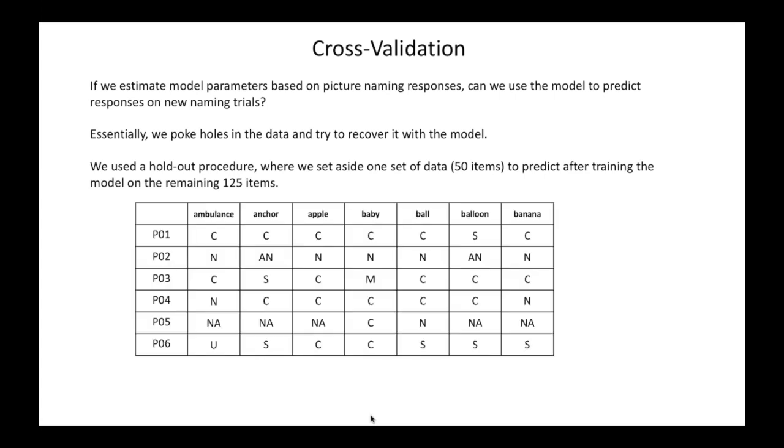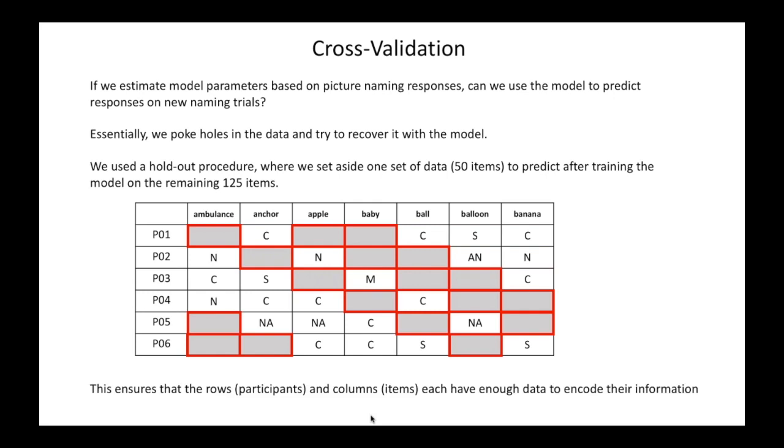And rather than randomly removing, let's say, 50 random items and just removing the whole items, we have a sliding cipher here. We pick the 50 random items for participant one, and then we slide over and knock out those items, plus one, from participant two, and we do this. The point here is this ensures that the rows and the columns each have enough data to encode information. If we didn't have information from the items, then the MPT model wouldn't be able to leverage that for predictions, okay?